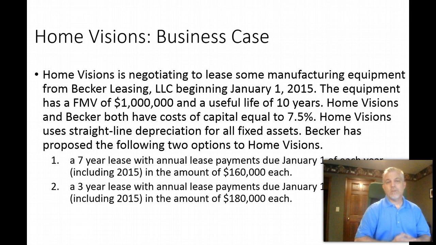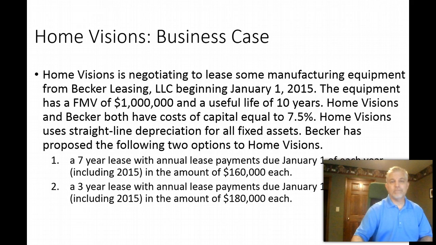Home Visions is attempting to lease some equipment and they need to make some decisions about what sort of lease agreement is going to be the best for them. And so we're going to explore the possible options. What I recommend that you do with this video is print out the PDF file that's associated with this case, and then you can follow along with the calculations as we make them.